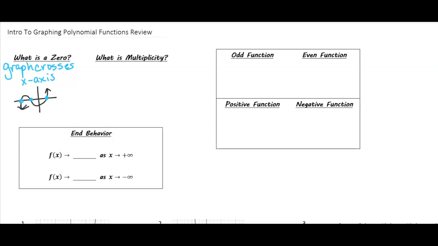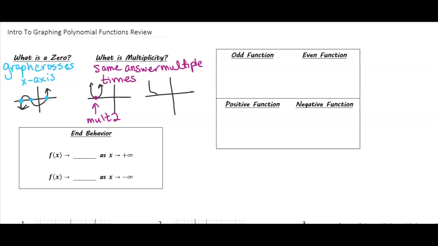Okay, so multiplicity. Remember, multiplicity is if you have the same answer multiple times. If something has multiplicity of 2, it's going to bounce off the graph. This right here, that's multiplicity 2 because it bounces off the graph. If you have something that does kind of a strange curve like this, it curves here and does this. This little curve is actually multiplicity 3. The majority of the time, the ones you're going to see are multiplicity 2.